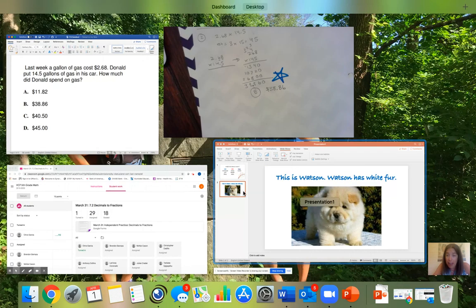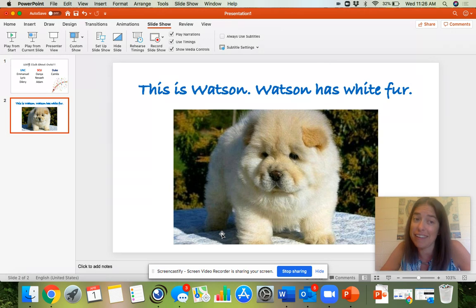And don't forget that Watson has white fur. If you didn't already write that down, you might want to write that down now.